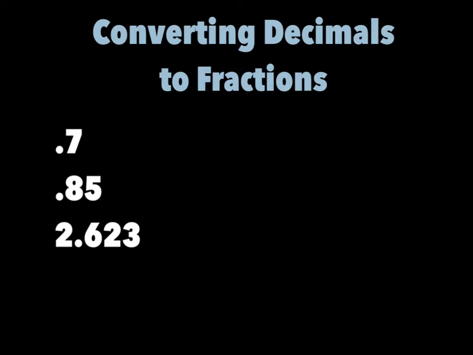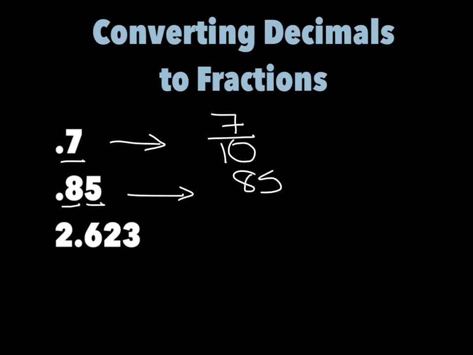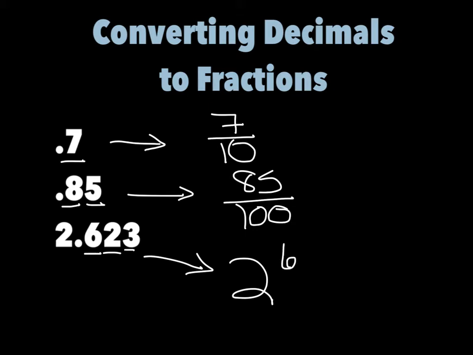Welcome back from pausing the video. This first one, you should think that the 7 is in the tenths place, so it would be 7/10. This next one, you should think 8 is in the tenths, so 5 is in the hundredths, so I have 85 hundredths. And then this next one, you have a whole amount of 2, and then this is in the tenths, hundredths, thousandths place, so I have 623 thousandths. I hope you got them all right.